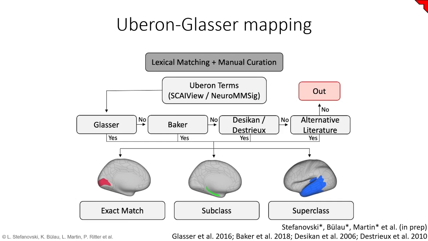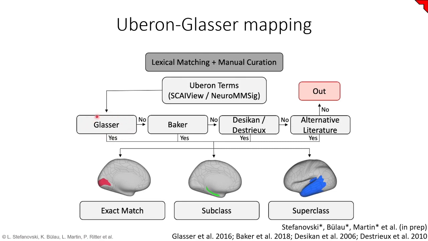We did this by first extracting all anatomical Uberon terms that are annotated in SkyView, which are more than 10,000. And for each Uberon term, we then try to find the best fitting description of its area in the Glasser parcellation.